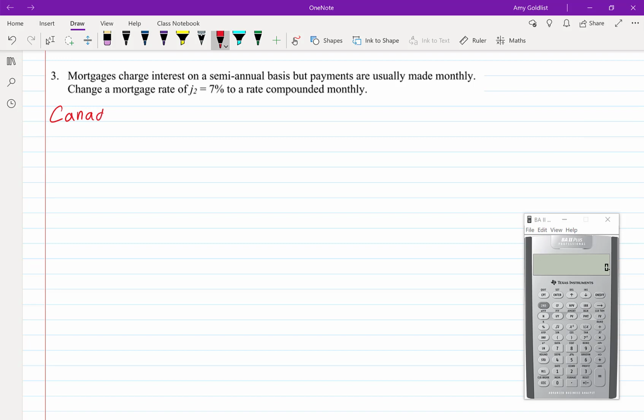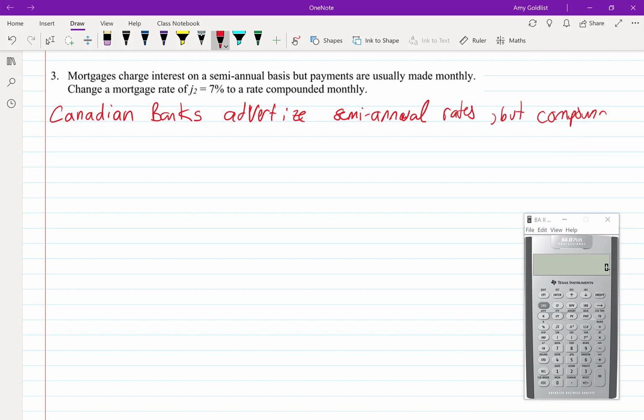This is one of the big differences between banking in Canada and banking in the United States. Canadian banks compound mortgages semi-annually. They don't really, though. They actually advertise semi-annual rates, but compound usually using an equivalent rate every time you make a payment.